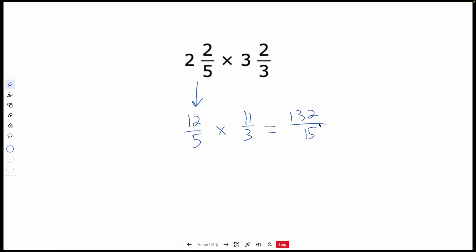132/15. And we could reduce if we really wanted to, or we can leave it like that. This is reducible by 3. So if you divide both of those by 3, you get 44/5. Either answer is fine. Reduced, simplified, or not simplified.